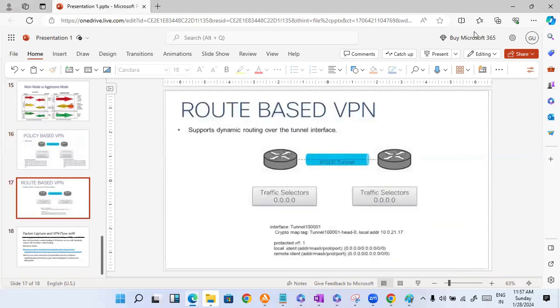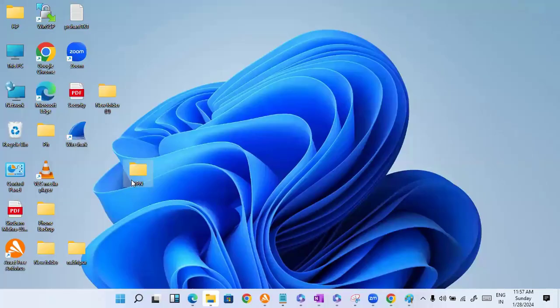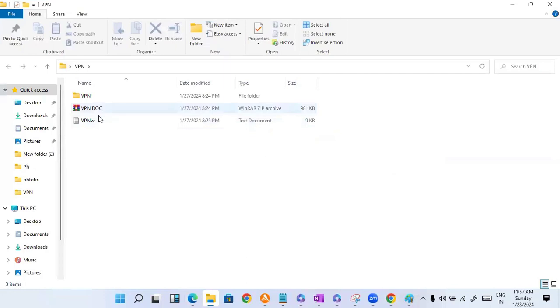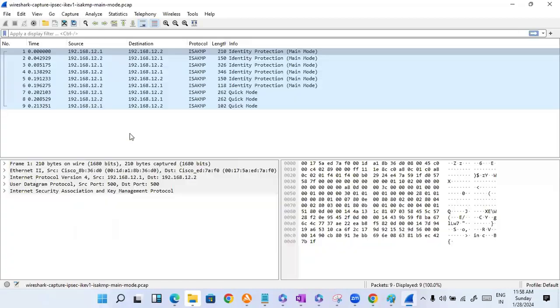I will go through the packet capture now, and show you how this VPN looks. I will share this packet capture with you as well, if you want to look at more details. You can see there are six messages: one, two, three, four, five, six. And this is a quick mode.